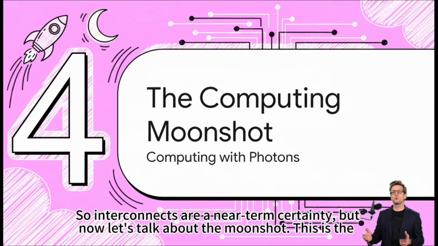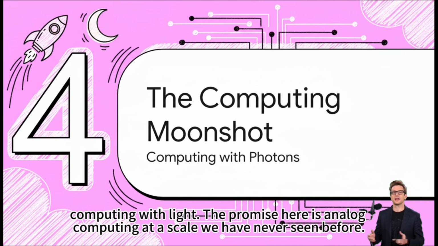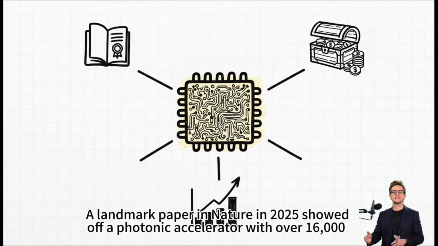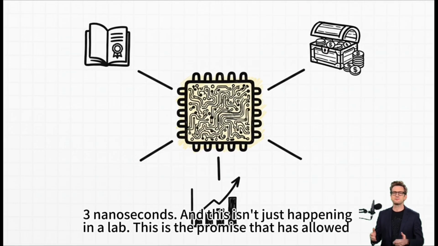So, interconnects are a near-term certainty. But now, let's talk about the Moonshot. This is the far more ambitious, high-risk, high-reward goal of not just connecting chips with light, but actually computing with light. The promise here is analog computing at a scale we have never seen before. A landmark paper in Nature in 2025 showed off a photonic accelerator with over 16,000 components on a single chip. It was doing matrix operations at 1 gigahertz with a latency of just 3 nanoseconds.